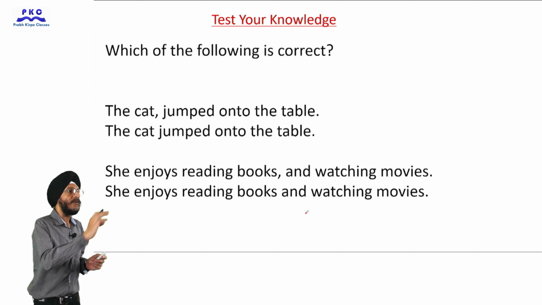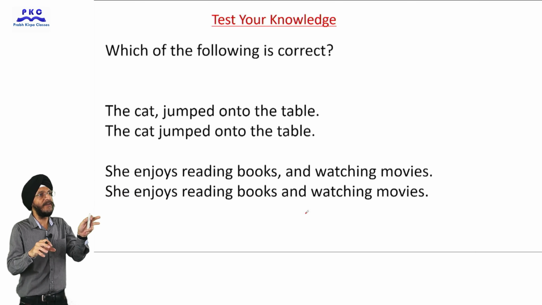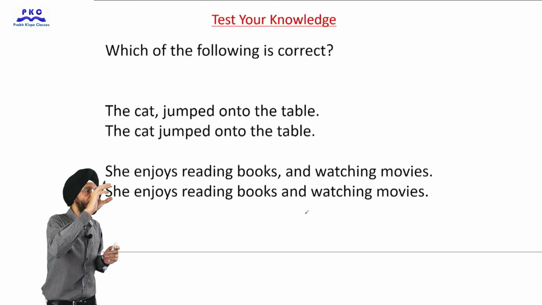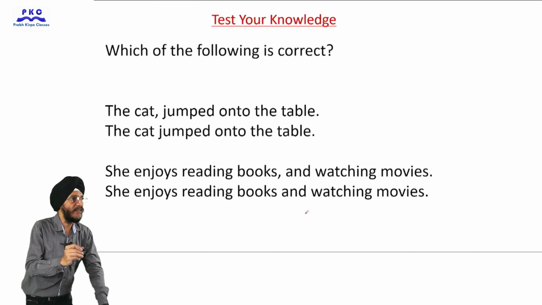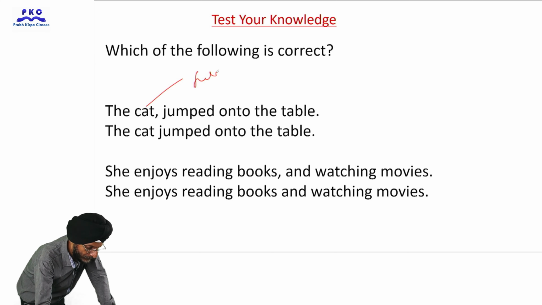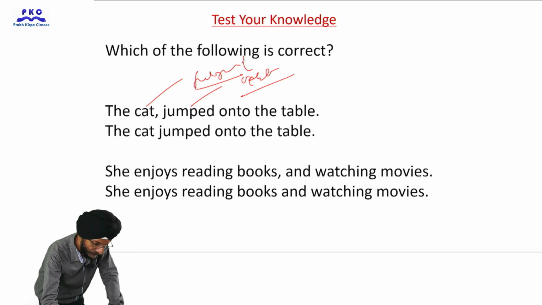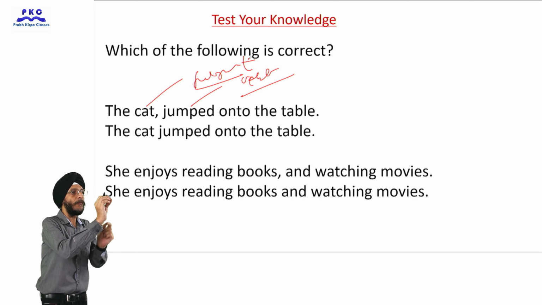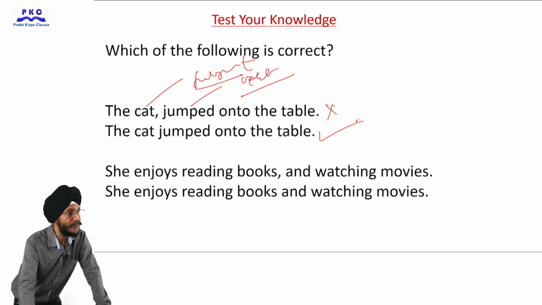Next, we are now going to test our knowledge, whether we have been able to understand the whole concept of where to use and where not to use commas. The cat jumped onto the table. Here cat is the subject, jumped is the verb. We have already learnt that in between the subject and the verb, we are not to put a comma. So this is wrong, this is okay: the cat jumped onto the table, without any comma in between the subject and the verb.